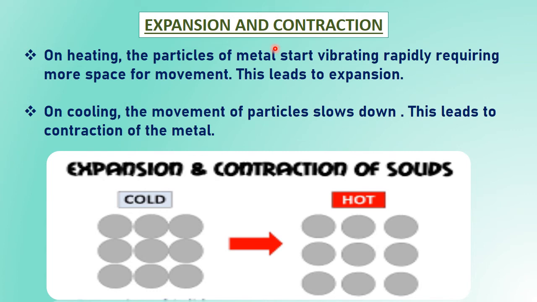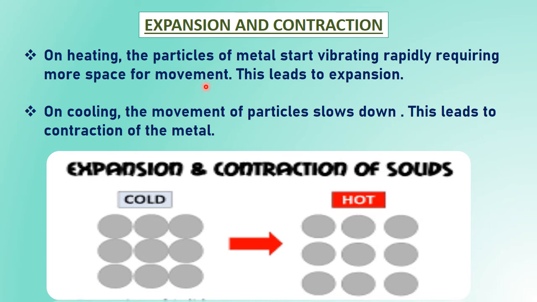Expansion and contraction. Substances like metals expand on heating and contract on cooling. Iron, aluminium and gold are examples of metals. When these metals are heated, they allow heat to pass through them. This is why cooking utensils are made of metals.